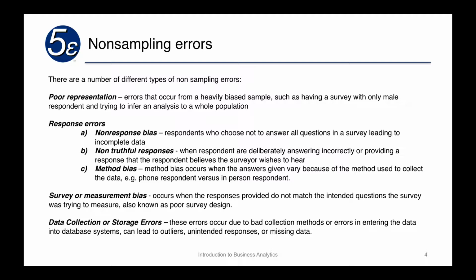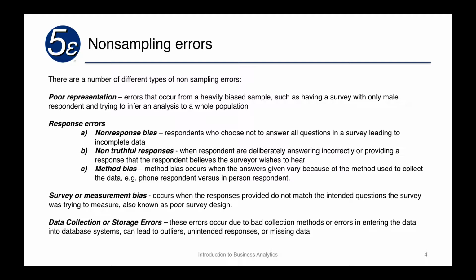We also have indications of method bias, and method bias occurs when answers given vary because of the method used. We may know this because we may be more inclined to answer one way in person than we are, say, via social media, and this is a method bias. Survey or measurement bias occurs when responses provided don't match the intended questions of the survey that it was trying to measure. So, for example, the respondents answer what they believe is truthfully, but the survey questions were worded in such a way that they were interpreted incorrectly, and thus they are not matching what the intended analyst was hoping to understand.